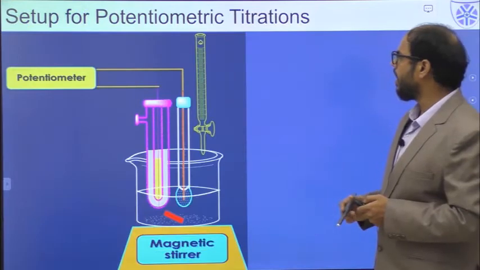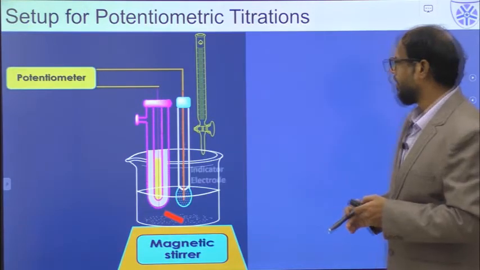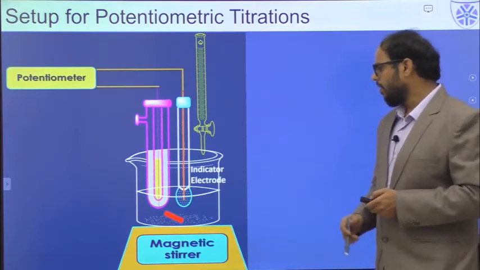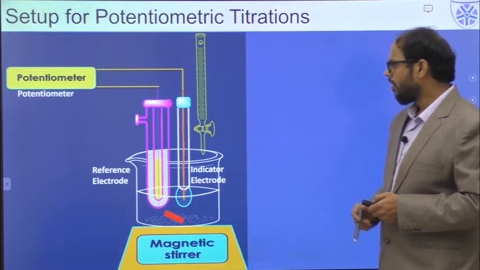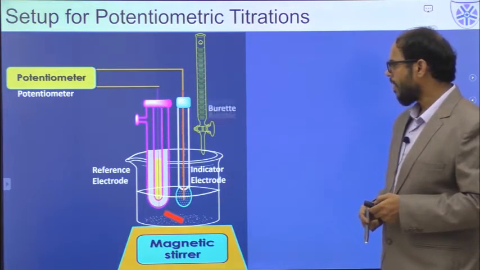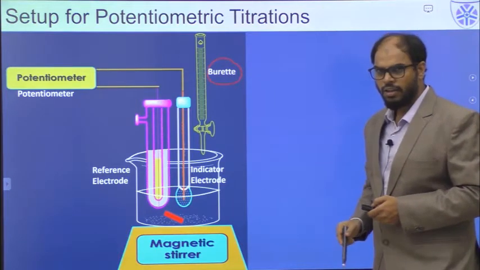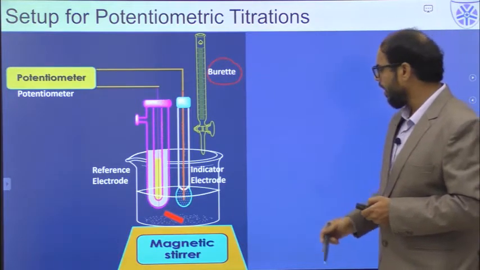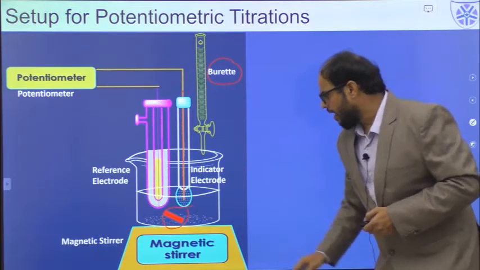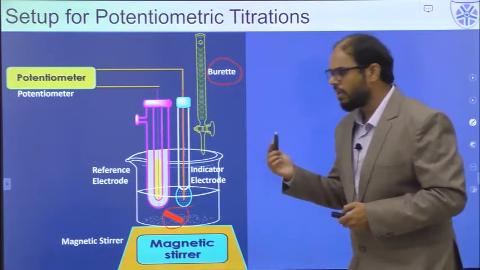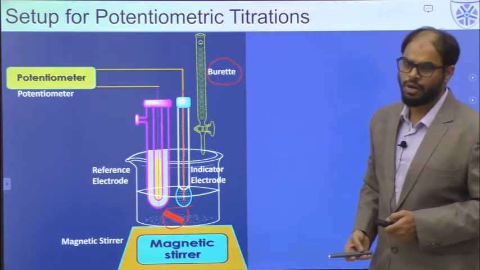Let us try to understand an ideal setup required for a potentiometric titration. We require an indicator electrode. We also require a reference electrode, a potentiometer, a burette where the titrant has to be filled and added drop by drop to the analyte, and we also require a stir bar with a magnetic stirrer so that there is uniform mixing of the analyte when the titrant is added drop by drop.